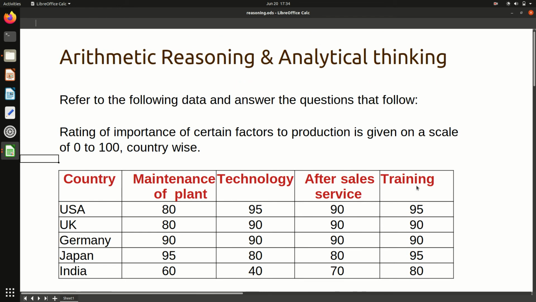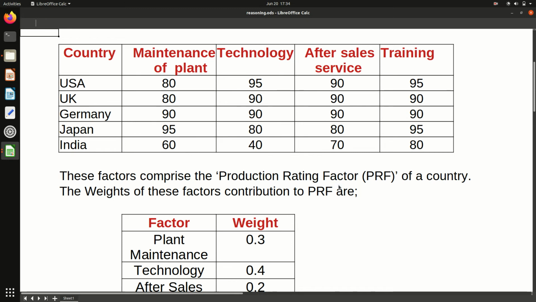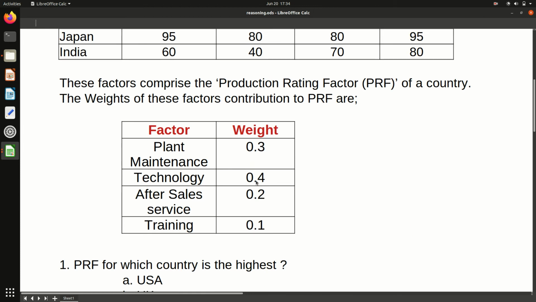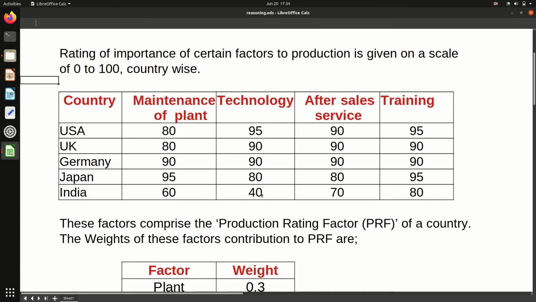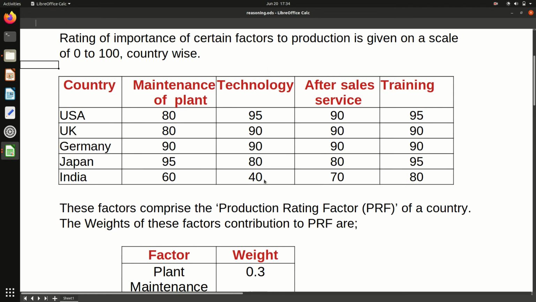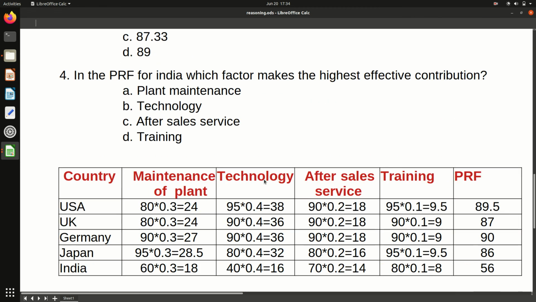Now you will ask how we will think in that way. The rating is given and the weight is also given, so in general we should think that since weight is given, we have to multiply by the weight, because there is a different weight for each factor. In this way we calculate this table. Once we calculate this, everything becomes easy.